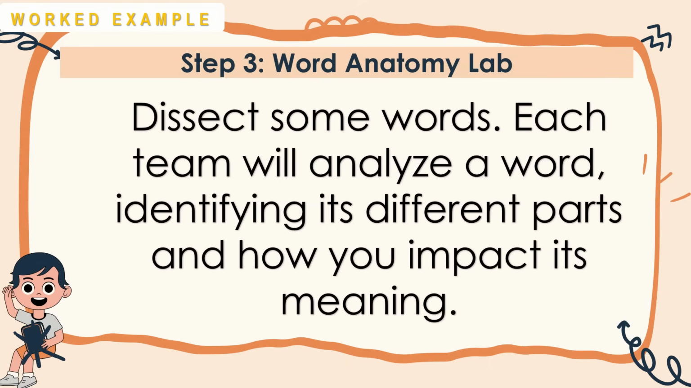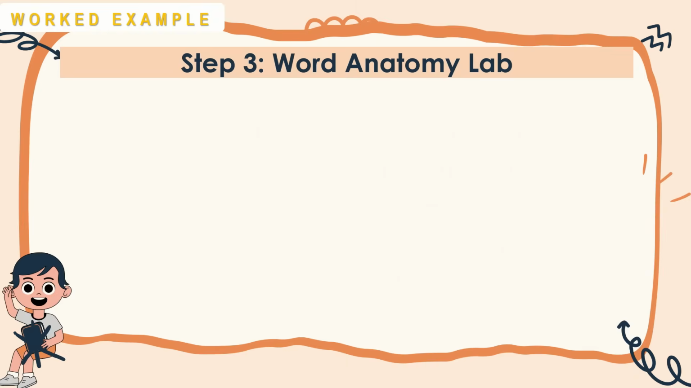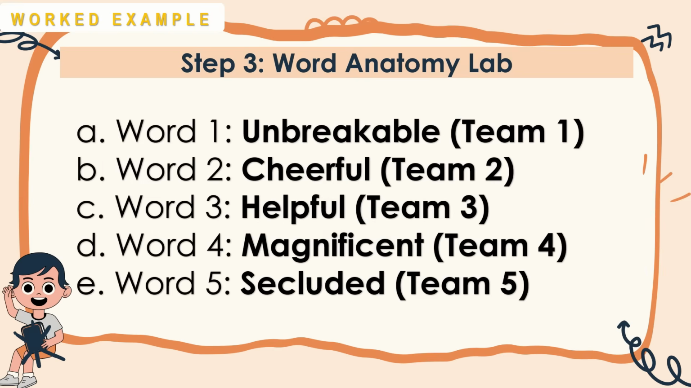Step 3. Word Anatomy Lab. Dissect some words. Each team will analyze a word, identifying its different parts and how they impact its meaning. Word 1, unbreakable. Word 2, cheerful. Word 3, helpful. Word 4, magnificent. And word 5 is secluded.